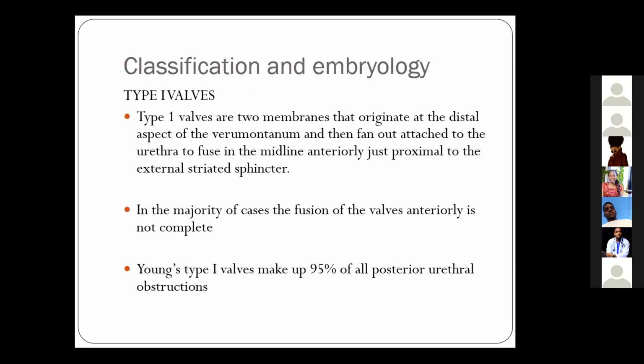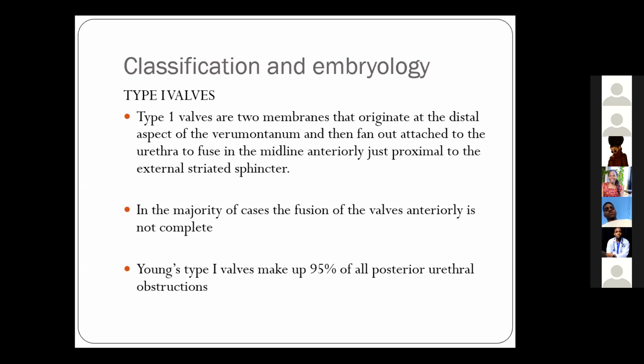Now, we had already talked about the classification and the embryology. We said there are three types of valves, and type number 1 is the commonest. It's in about 95% of cases, and in this one, there are two membranes that originate at the distal aspect of the verumontanum, and then they fan out and attach to the urethra to fuse in the midline anterior, just proximal to the external urethral sphincter.